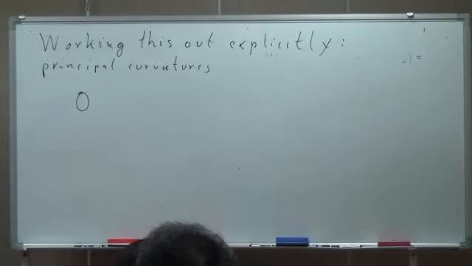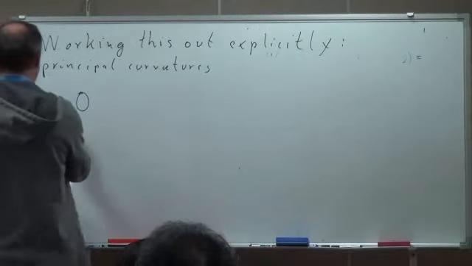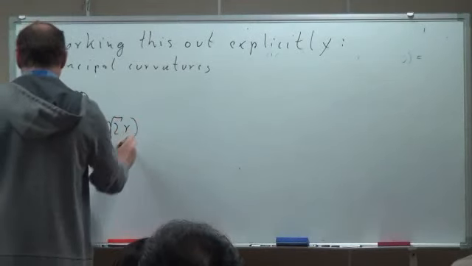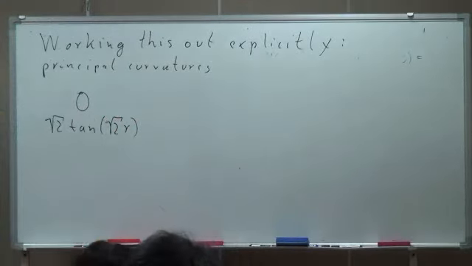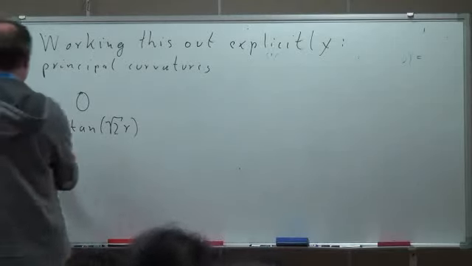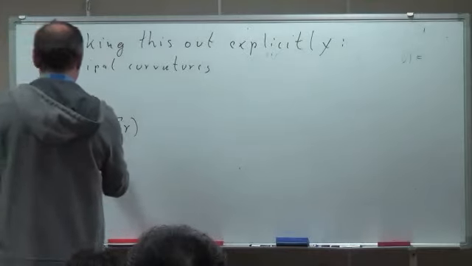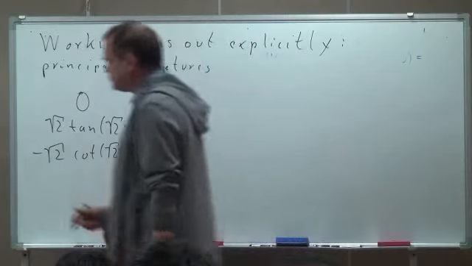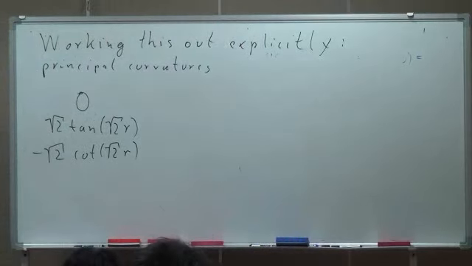We have to work this out then. And then for the other two, what we get is square root of 2 tan of square root 2 r. This comes from the 2 here, so the tangential bit of 2, and we have initial value 1 here and 0 here. And then finally we get minus square root of 2 cot square root of 2 r. And this comes from the normal space, which I just explained.